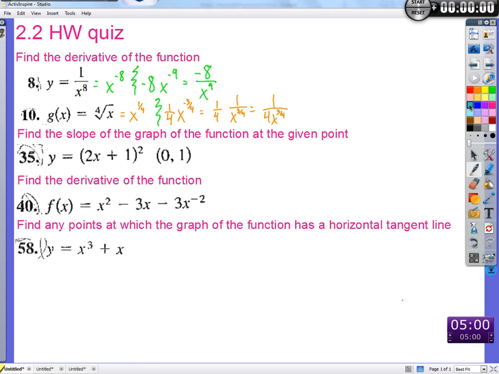All right. So the derivative is a function that gives us the slope. So if you want the slope of a function, the slope of a tangent line of a function at a point, then you should probably find what? The derivative, right? So if you want to know the slope of the graph of the function at the given point, this point right here, then first we should find the derivative.